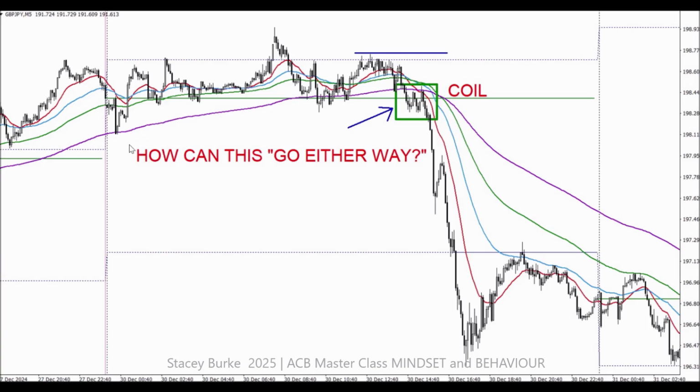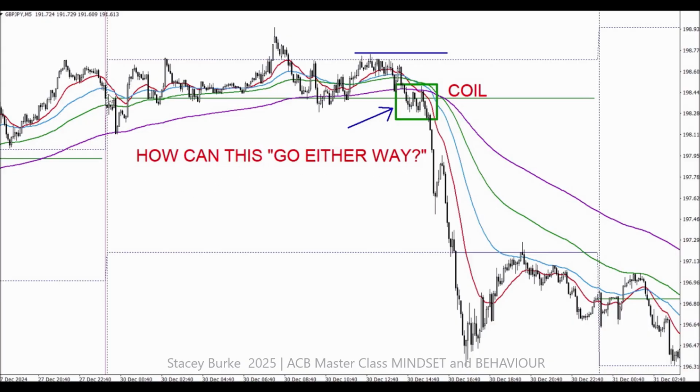Now, when we look at our EMAs on the chart, we're heading into our US window. We have our coil, all EMAs lined up. Now, I want to ask this question because traders are saying this, well, it can go either way. How can this go either way? You can only trade the reversal setup. That is the reversal ACB template.